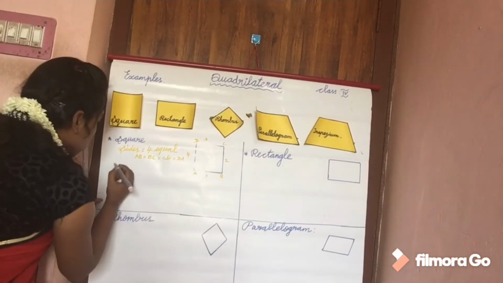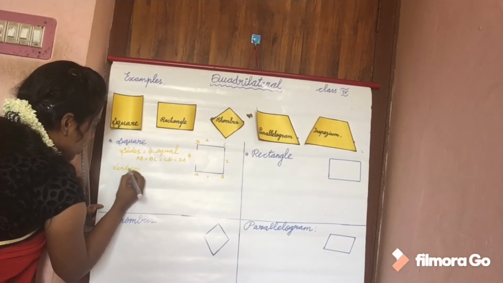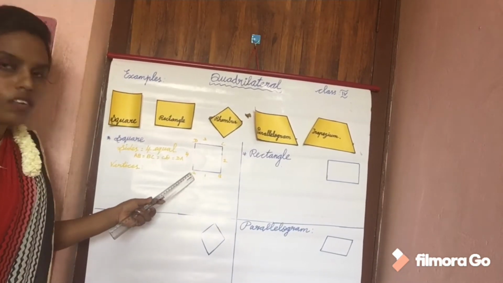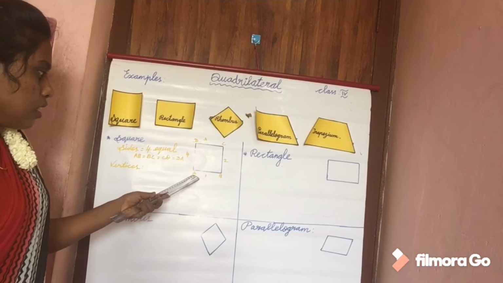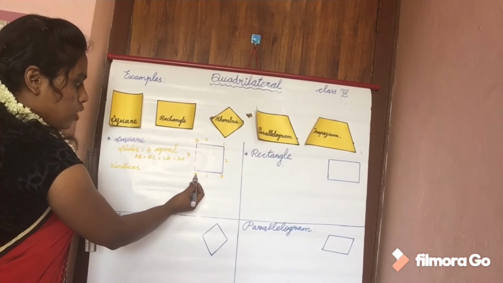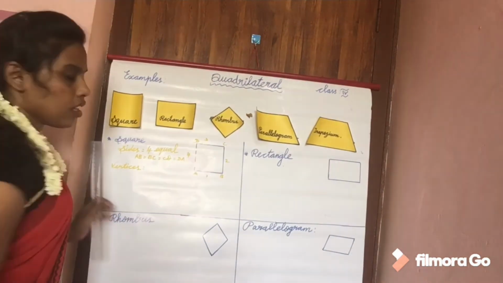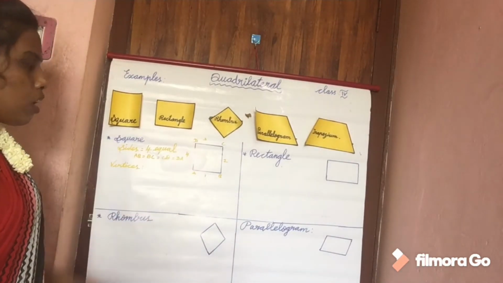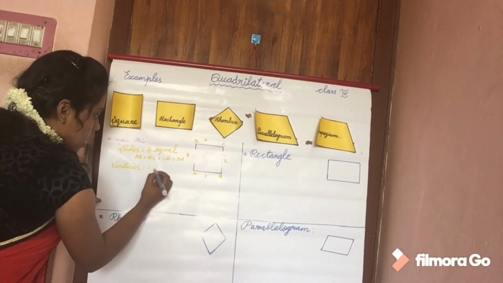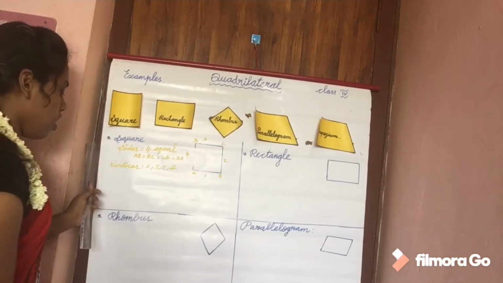Then next we will find out vertices. Vertices. How many vertices are there? These four corners are known as vertices. So A is one vertex, B is the second vertex, C is the third one and D is the fourth one. So in a square, how many vertices are there? Four vertices are there: A, B, C, D.